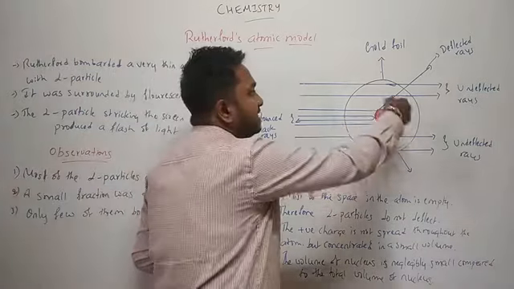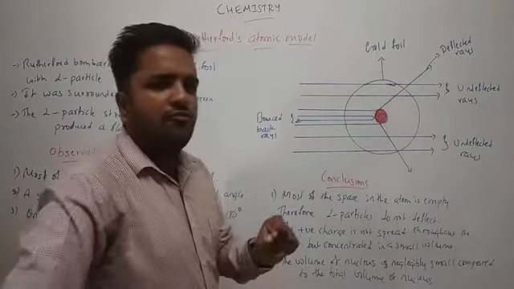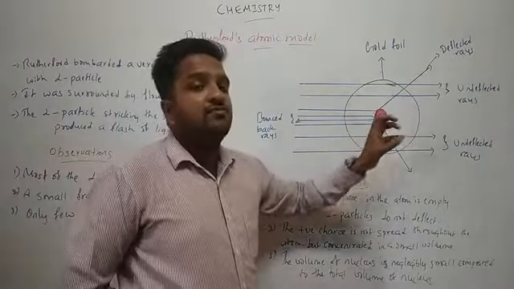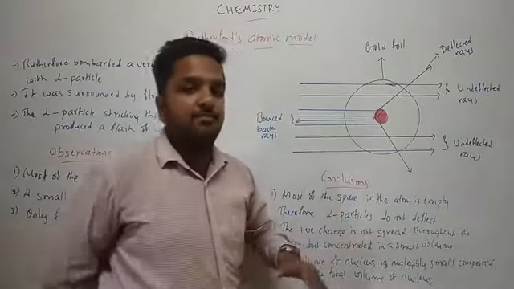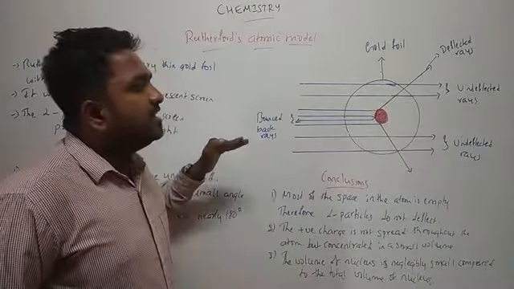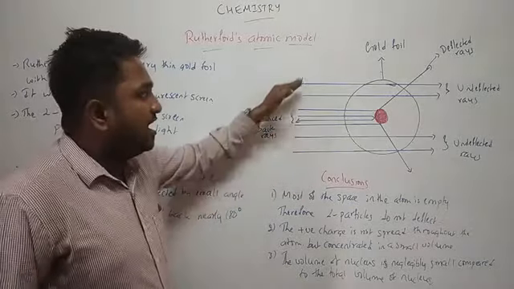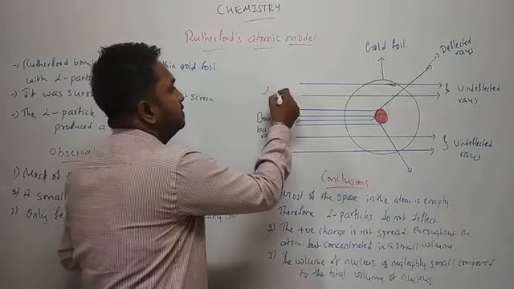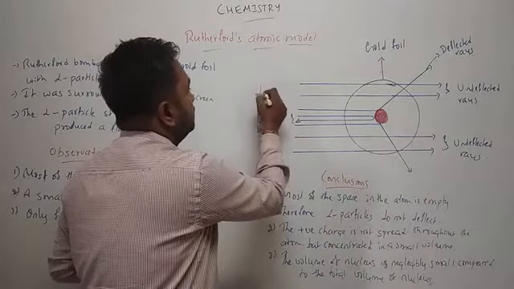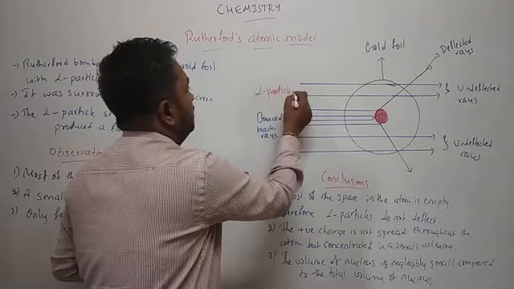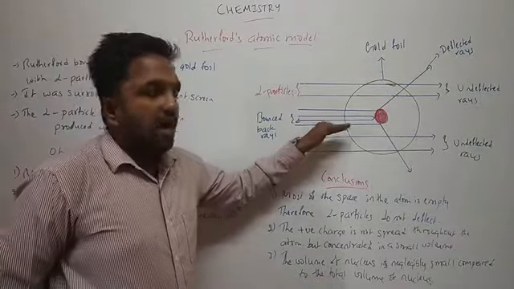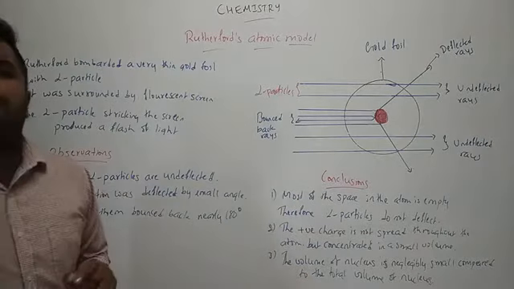See what you are seeing here. It is a very thin gold foil, a very small amount of gold. Here we have just enlarged it in order to understand the purpose. So this is a gold foil. What he did was he bombarded alpha particles. All these are alpha particles, alpha rays. He bombarded these alpha particles onto this very small amount of gold foil.